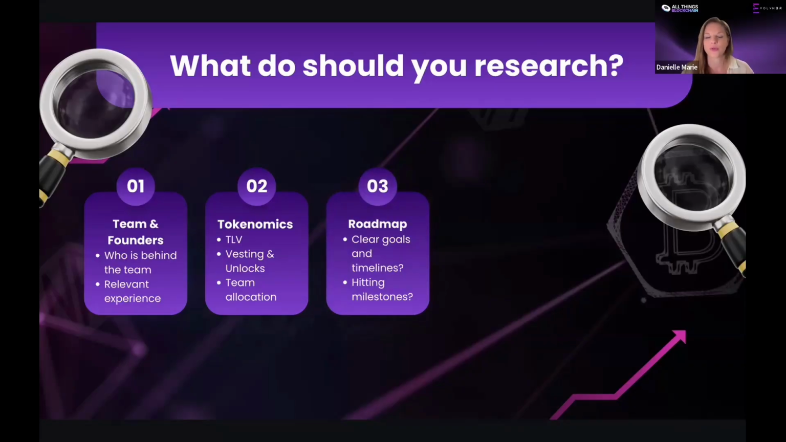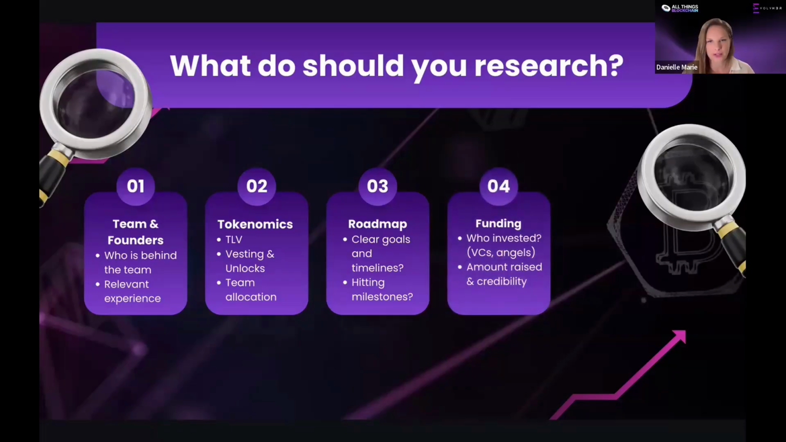What are their goals? What are their timelines? Have they been hitting milestones? A lot of this will depend on the founders and the team. And then also funding. Do they have funding? Are they backed by any VCs? How did they raise their money? Is it credible? Was it through an ICO? Was it through funds? Was it through angel investors? How did they get funding? How much runway do they have?